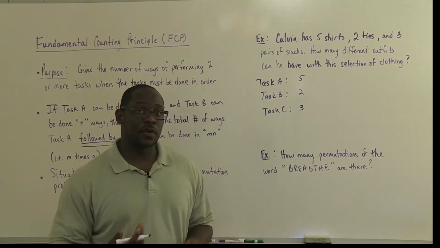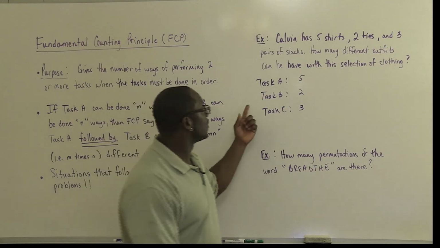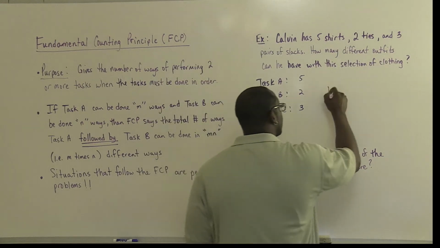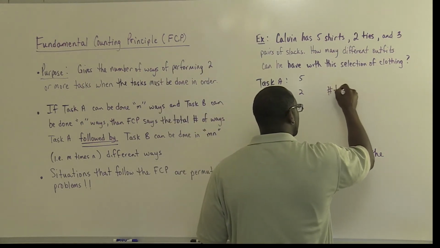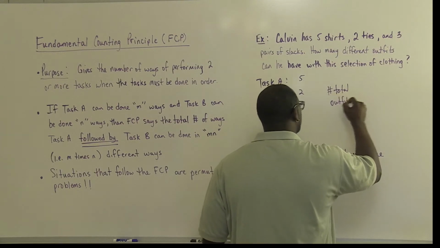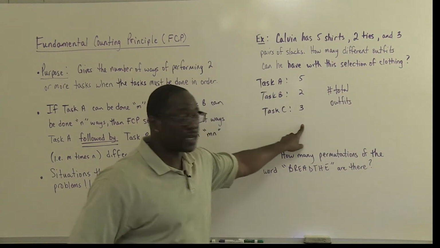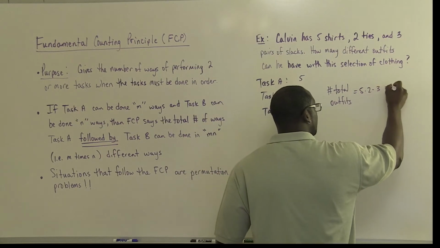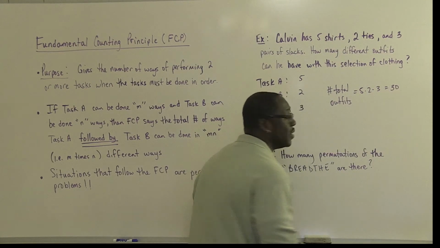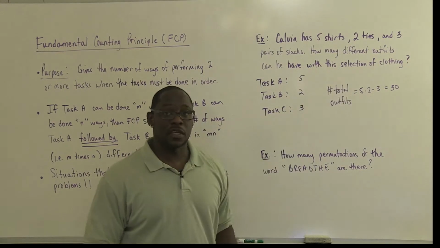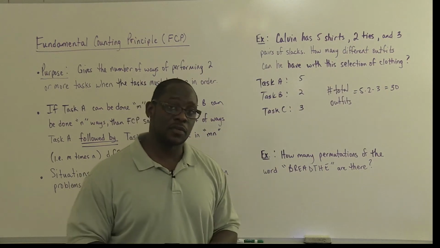So according to the fundamental counting principle, the total number of outfits that he has would be just 5 times 2 times 3, okay? So 5 times 2 times 3, and we know that that ends up being 30. So from those 5 shirts, 2 ties, and 3 pairs of pants, he can come up with 30 different outfits, okay?